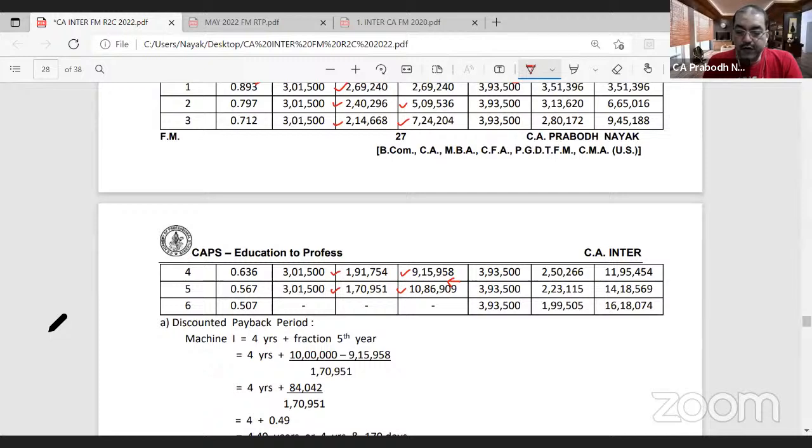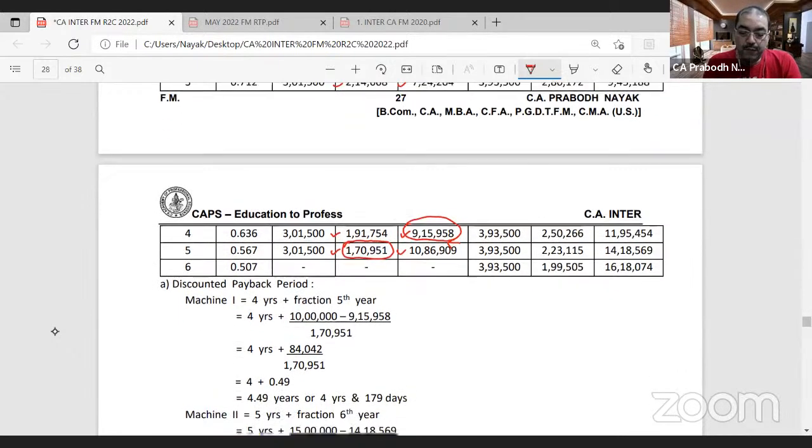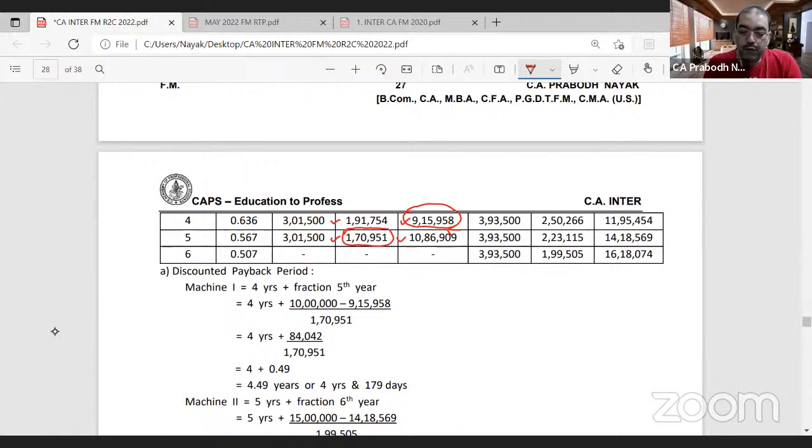So 4 years plus fraction of 5th year. What is the fraction? Out of 10 lakhs, I have already recovered 9,15,958 here. So the balance I will recover out of the next year's cash flow, 1,70,000. So I get that as 4 years plus 0.49, that is 4.49 years, or 4 years and 179 days. If you want to get the number of days, you have to multiply the decimal by 365.